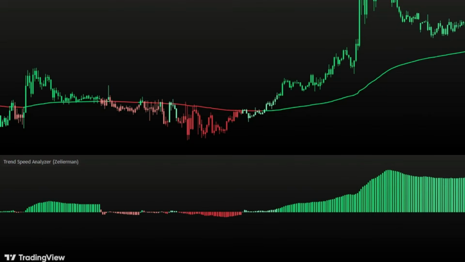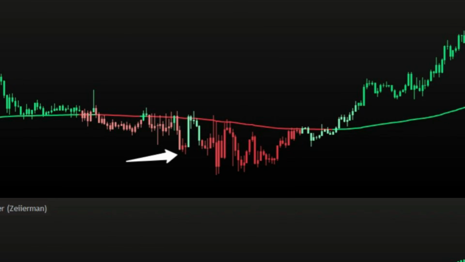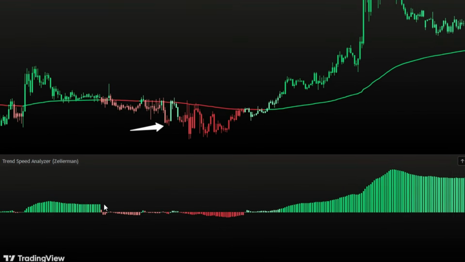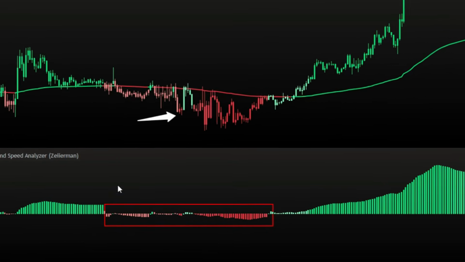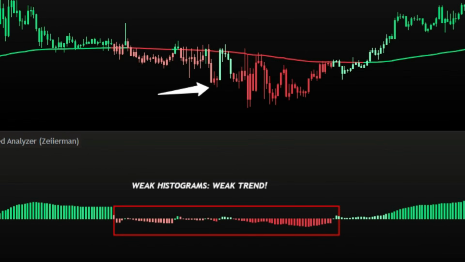Sometimes you'll notice that candles break the midline, but then nothing really happens. Price just moves sideways. That is a ranging market. The oscillator confirms this perfectly. The histograms get really small, showing that the trend has no real direction. Here's the key takeaway: the smaller the histograms, the weaker the trend.